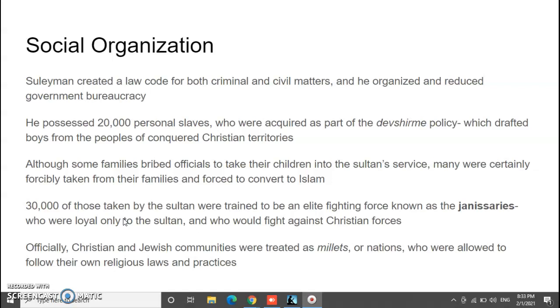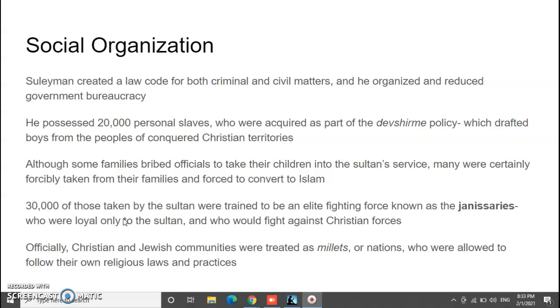This policy drafted boys from the peoples of conquered Christian territories. And a draft means that you are conscripted, you are forced into service, right? So this isn't something that theoretically was supposed to happen by a strict observance of the Quran, but in any case, this is something that Suleiman did.